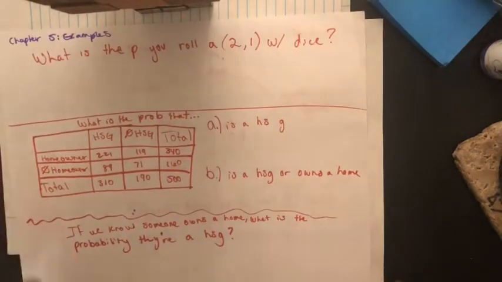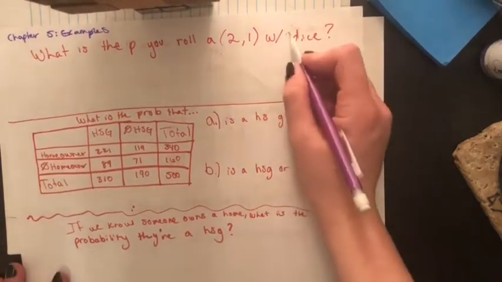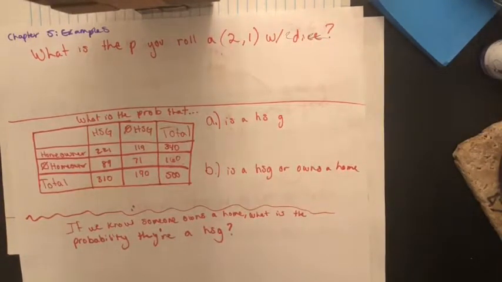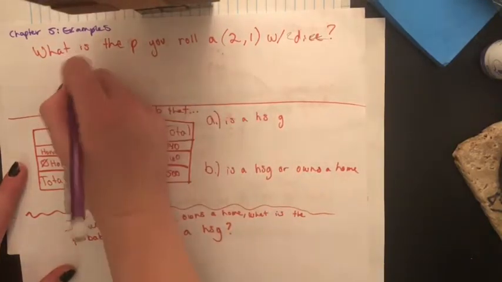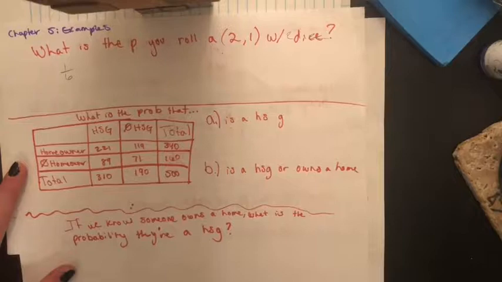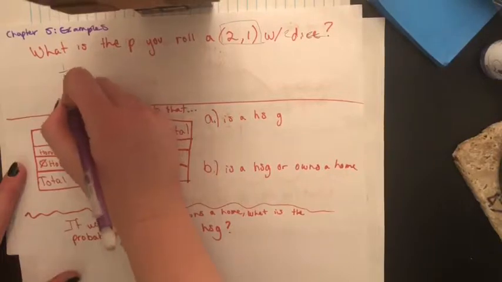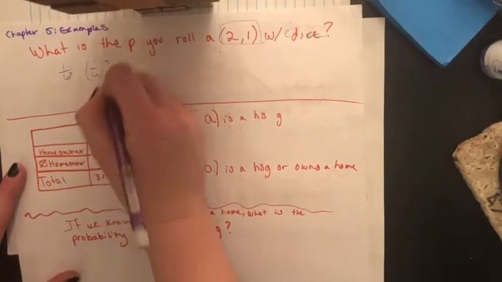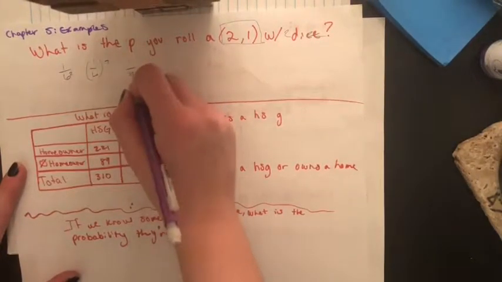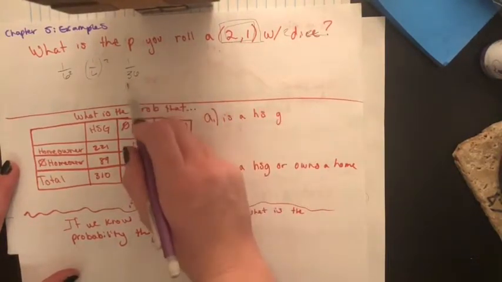Okay, so for the first example, this is a simple probability question. What is the probability you roll a 2 and a 1 with two dice? There's 36 outcomes. The probability that you roll a 2 is going to be 1/6. If you're trying to get two numbers, then you're going to square it. It'll be 1/6 squared, and that's going to be 1/36. So the probability that you get this is 1/36.